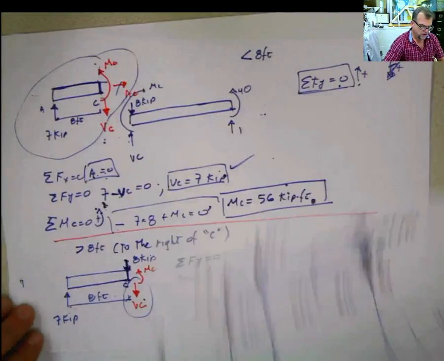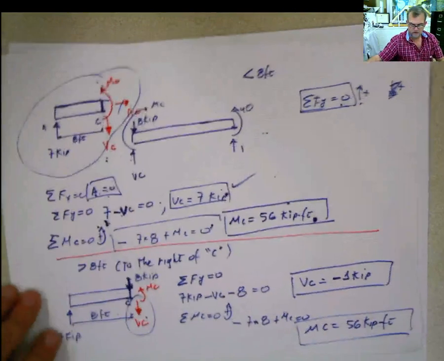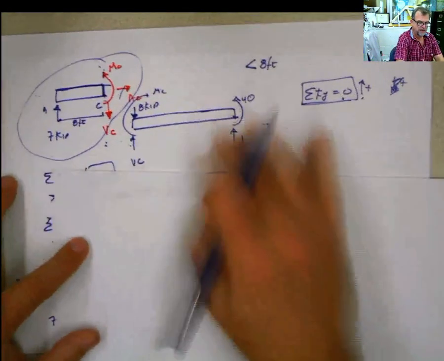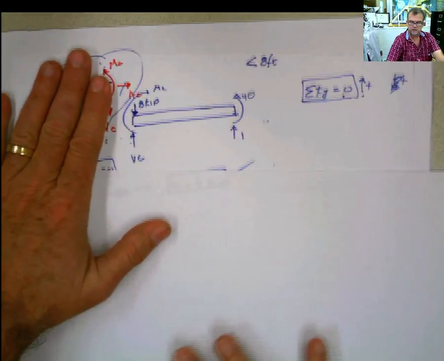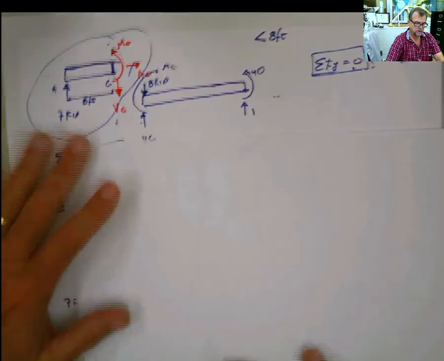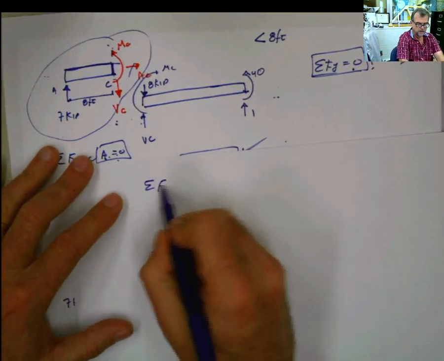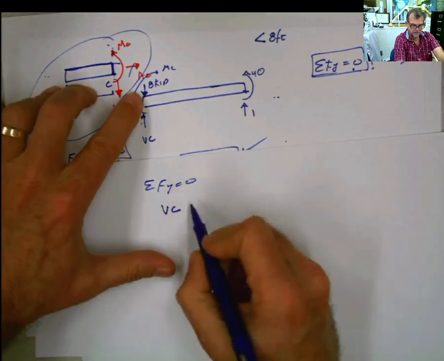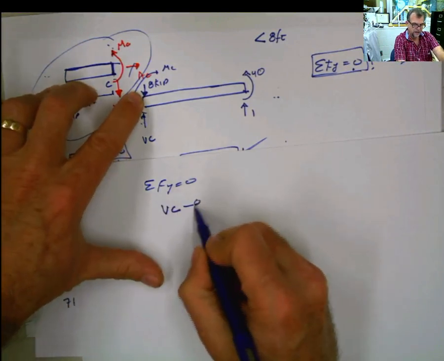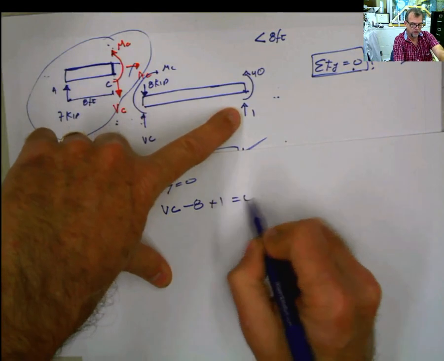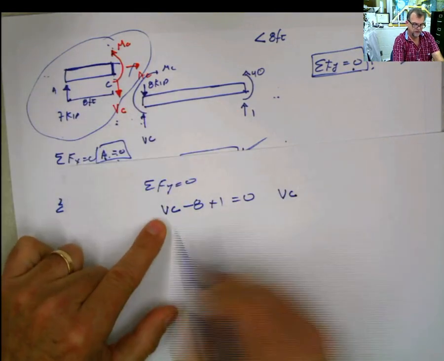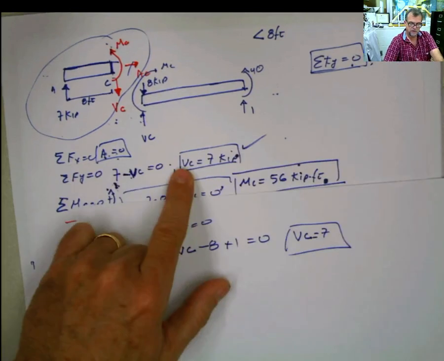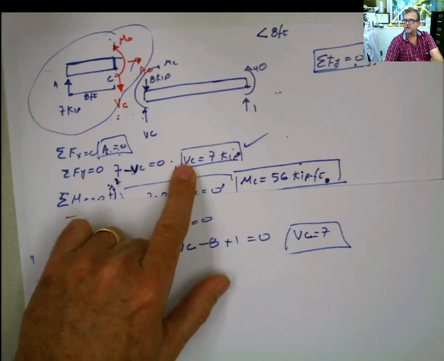What happened, just a really quick checkup before finishing this part of the video. What happened if I decided to go with this side of the beam instead of using that side of the beam? I could have done that, no problem. I can say summation of forces in Y equals 0. And then I have VC minus 8 plus 1 equals 0. How much is VC? VC equals 7. What is the value that we got before? 7. The same situation. Nothing happened.